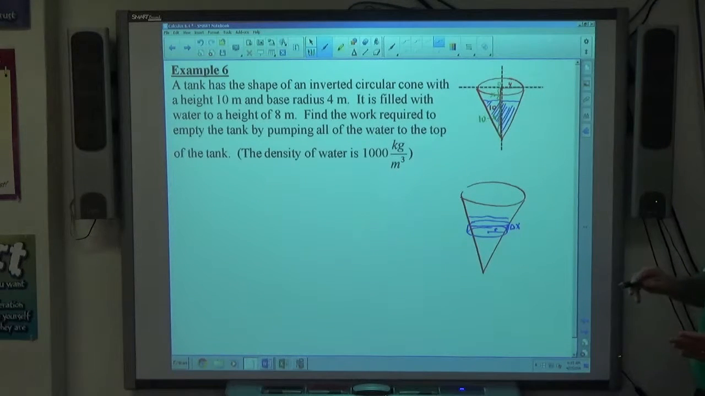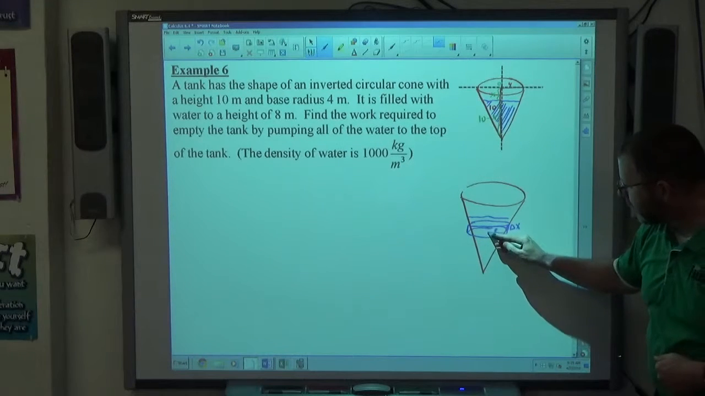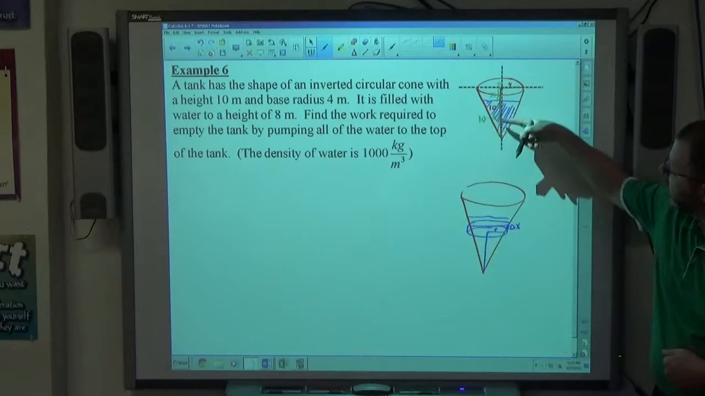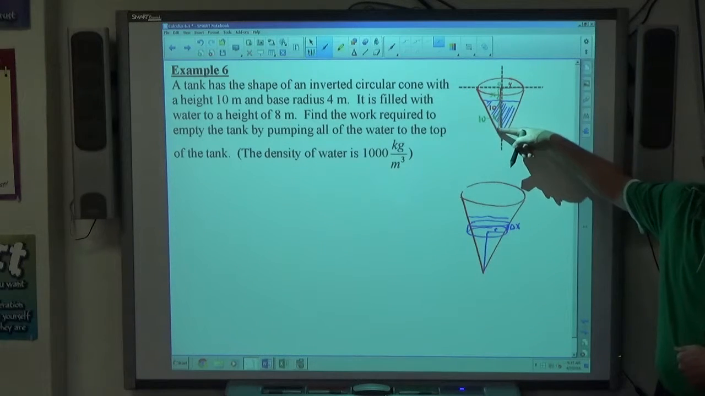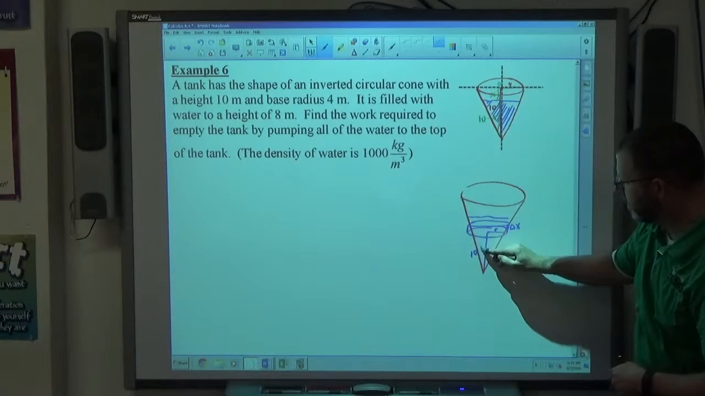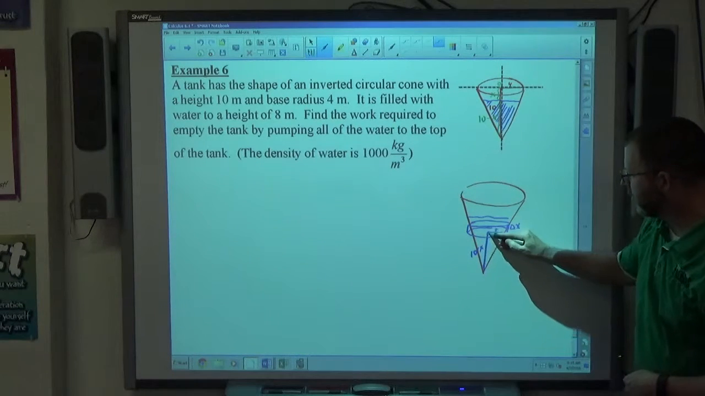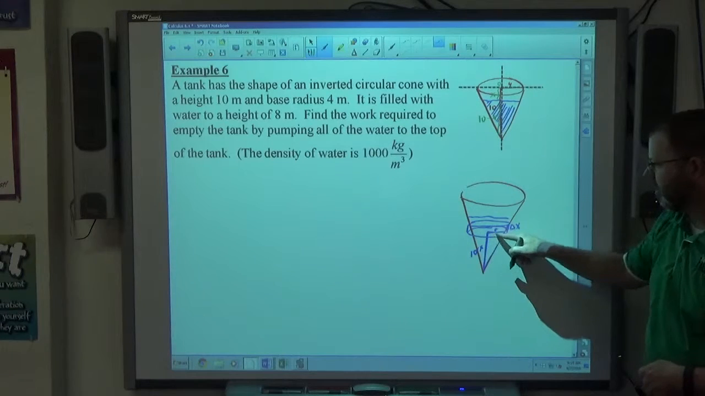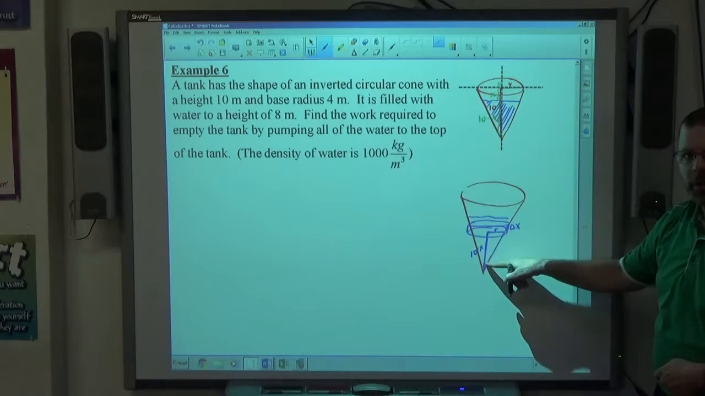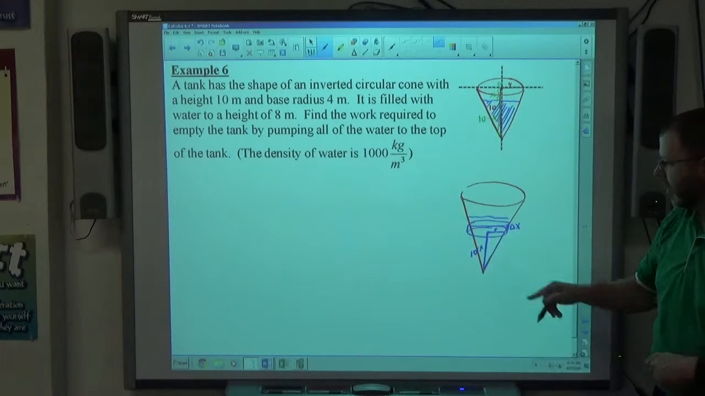Now looking at some specifics in this problem, I know from where the water is to the bottom of the tank is being denoted by 10 minus x from the picture up here. So that length is 10 minus x. Looking at this triangle here, we have a radius of the disk. We have a height of 10 minus x here.